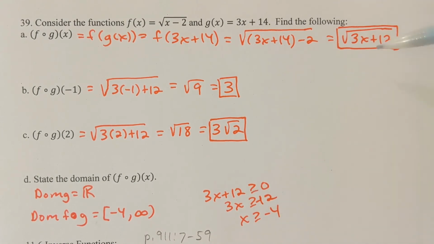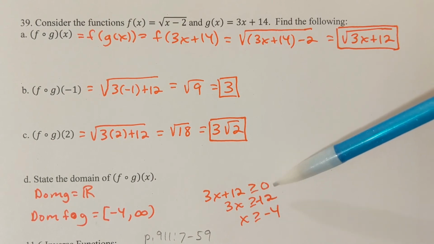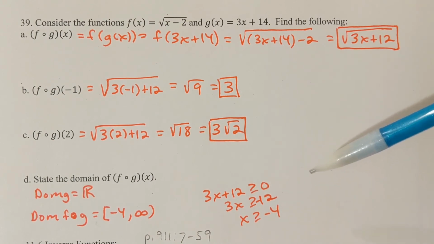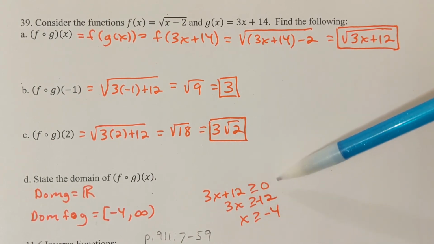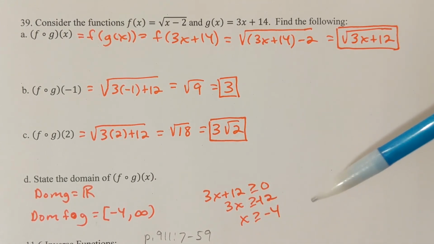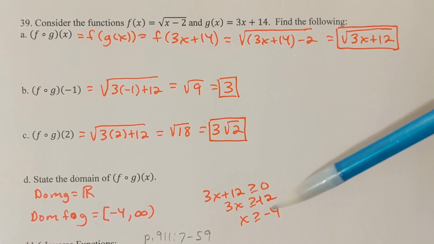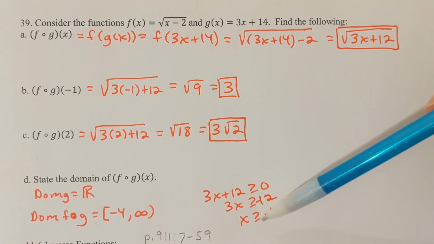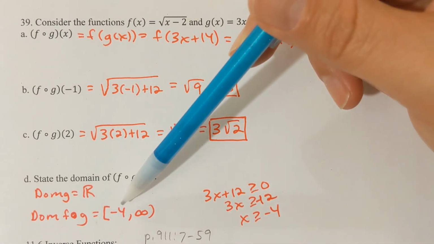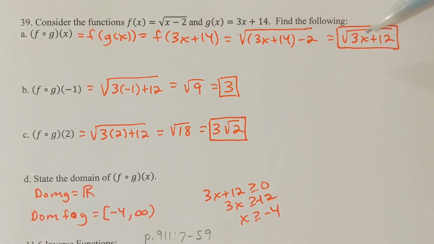3x plus 12. I don't want that to be negative, so I'll set that to be greater than or equal to 0. Solve for x. If you subtract 12 and then divide by 3, 3 is a positive, so you're not going to be flipping the sign. Remember, you only flip the sign if you multiply or divide by a negative. And so it looks like x has to be greater than or equal to -4. Anything that is -4 or bigger is going to be okay to use as an input.